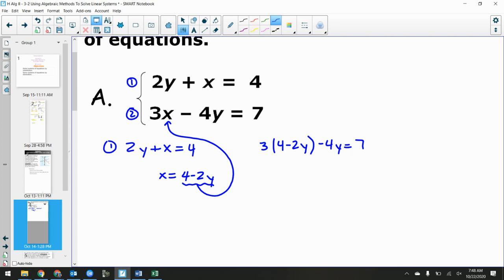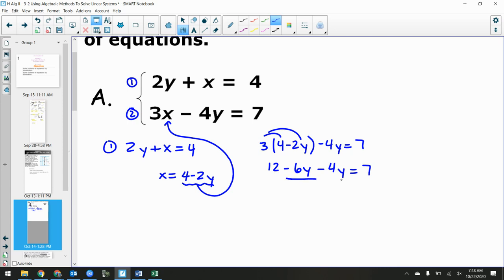You guys follow me there? That's what substitution really is. We take one of the equations for one of the variables and we substitute that in. Like we remove it and in its place we write something that's equal, right? Okay, now I distribute in. We solve this. 12 minus 6y minus 4y is 7.